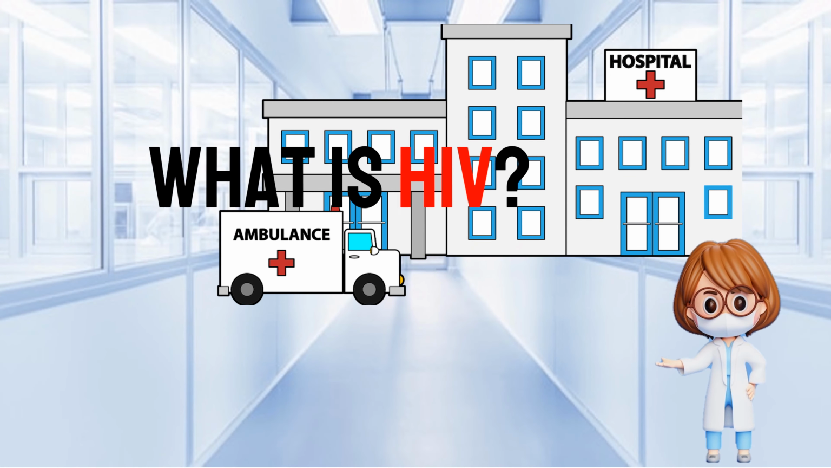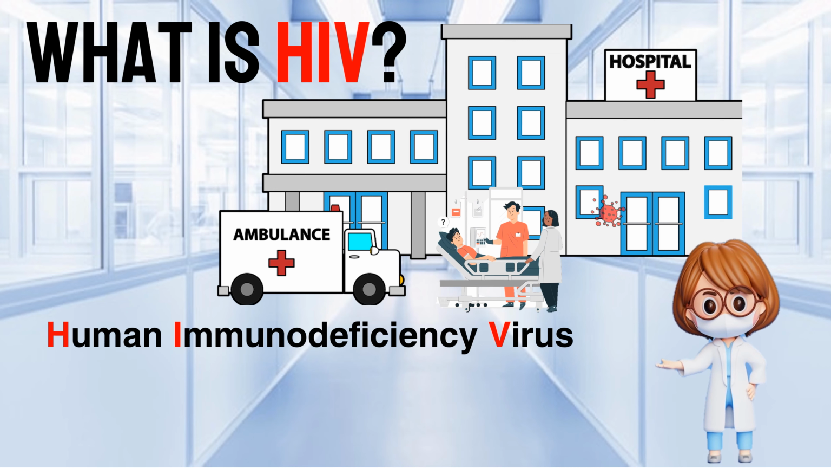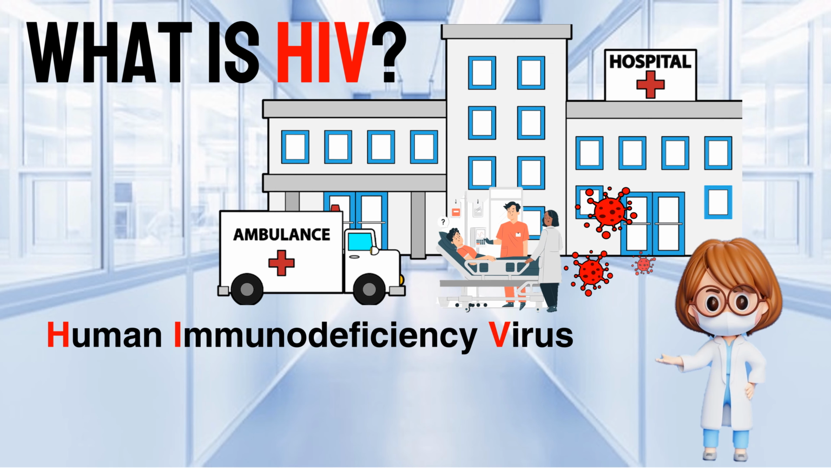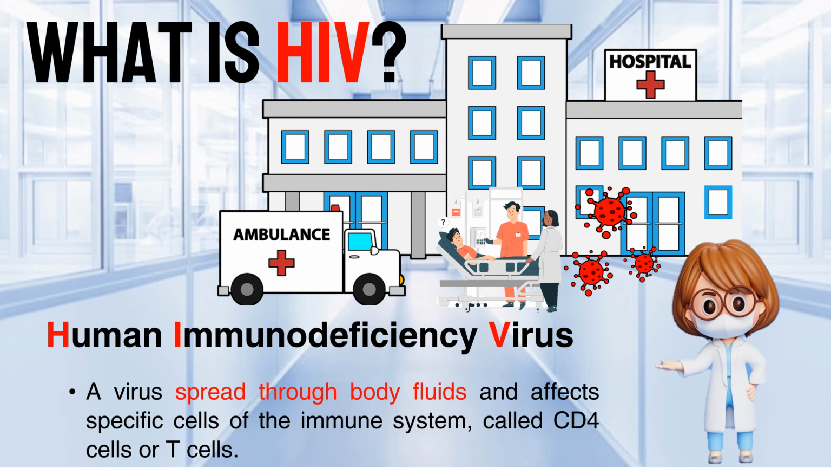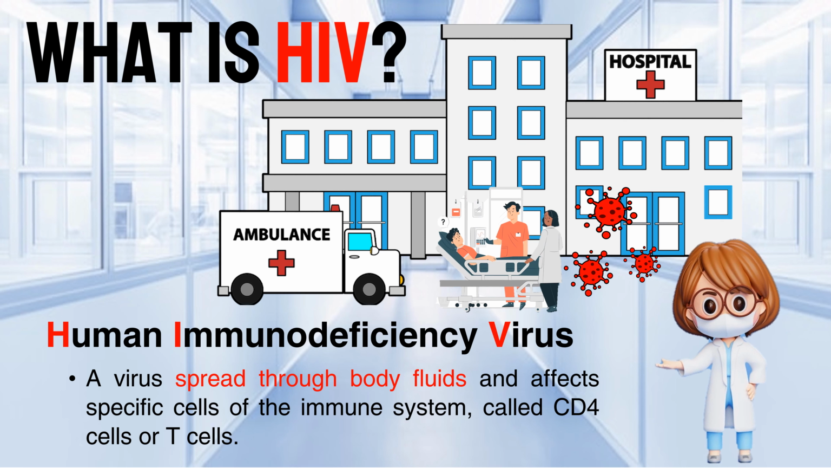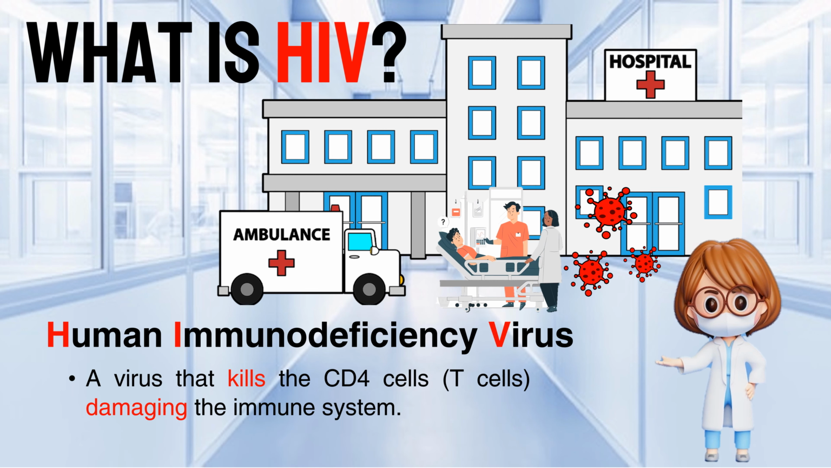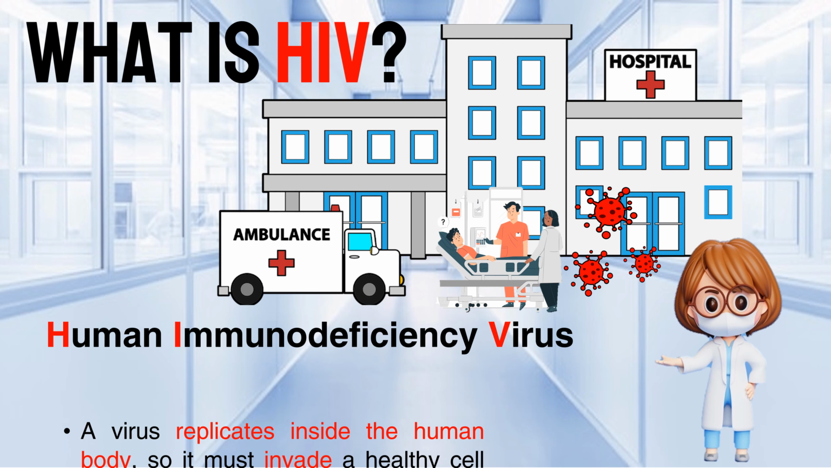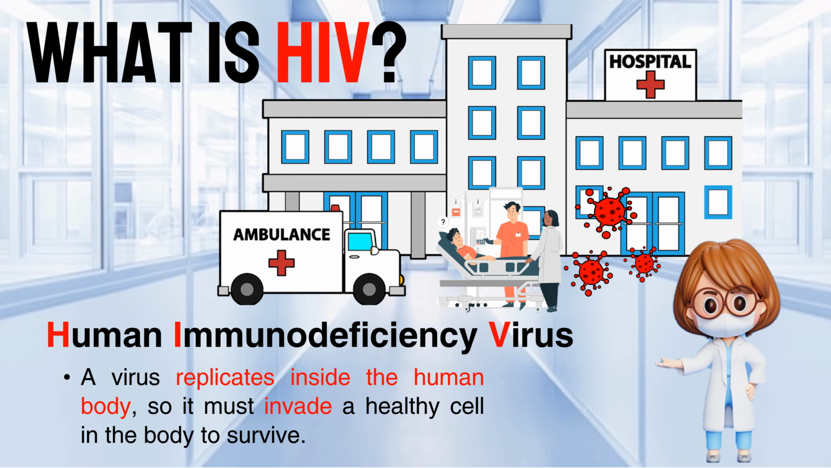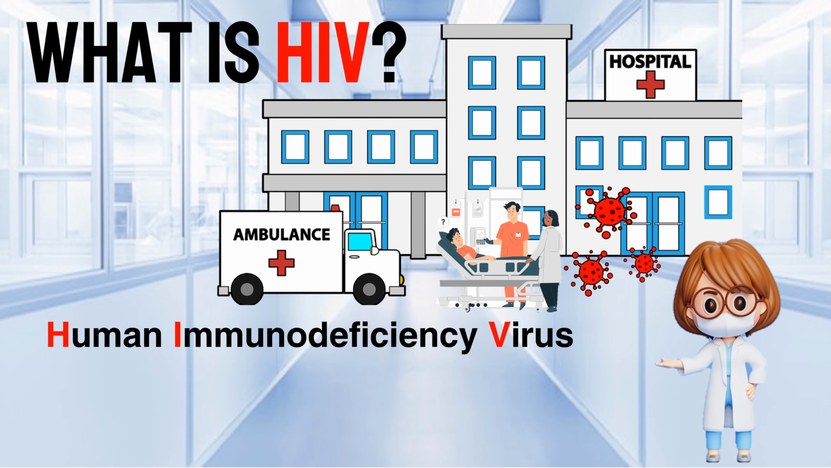What is HIV? HIV is a human immunodeficiency virus. It is a virus spread through body fluids and affects specific cells of the immune system, called CD4 cells or T cells. A virus that kills the CD4 cells, T cells, damaging the immune system. A virus replicates inside the human body, so it must invade a healthy cell in the body to survive.